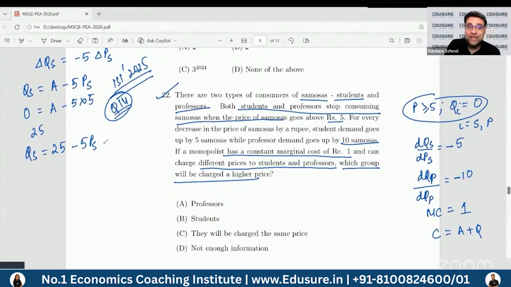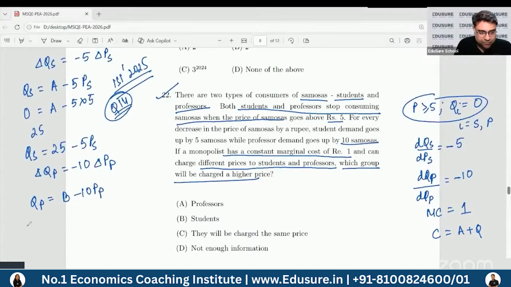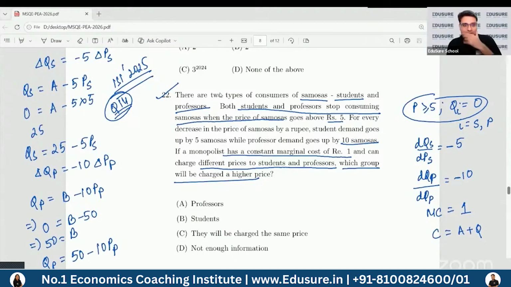And therefore, what can you say about the demand curve of the professor? Can anyone put that in the chat? What is the demand curve of the professor? So basically, delta QP is equal to minus 10 delta PP. So QP is B minus 10 PP. And P is equal to 5, Q is equal to 0, so B is equal to 50. QP is equal to 50 minus 10 price of professor. All right, good. Now you can simply profit maximize and just find out the price.